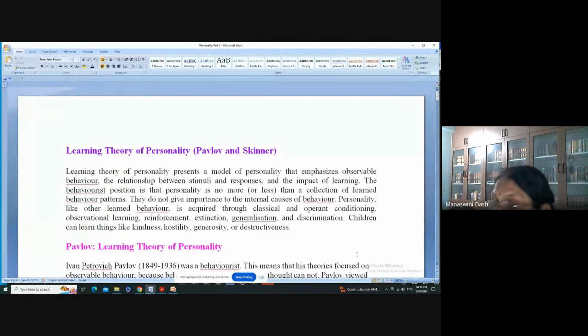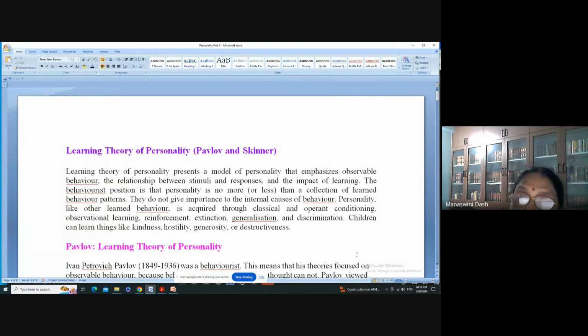They argue that, suppose we say a person is shy. How do we know that the person is shy? Shyness is something within the individual, a personality characteristic, we can say, a trait. But how do we know that the person is shy? Because the person behaves in a shy manner. We observe that he behaves in a shy manner.